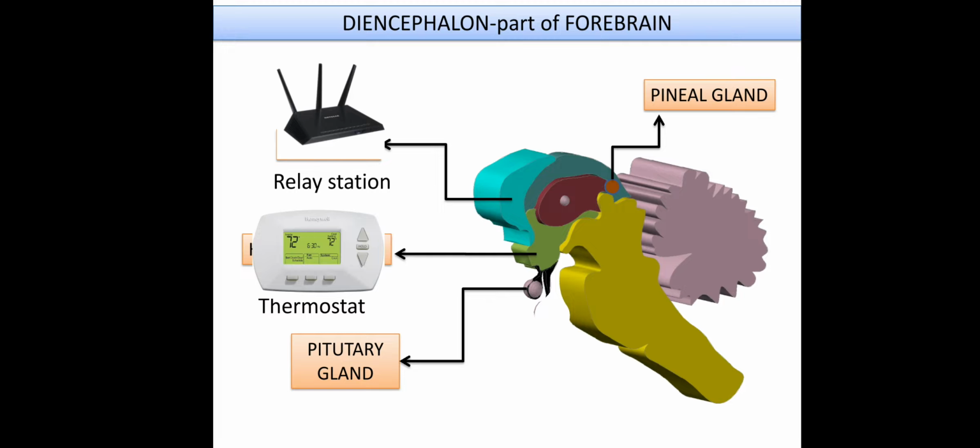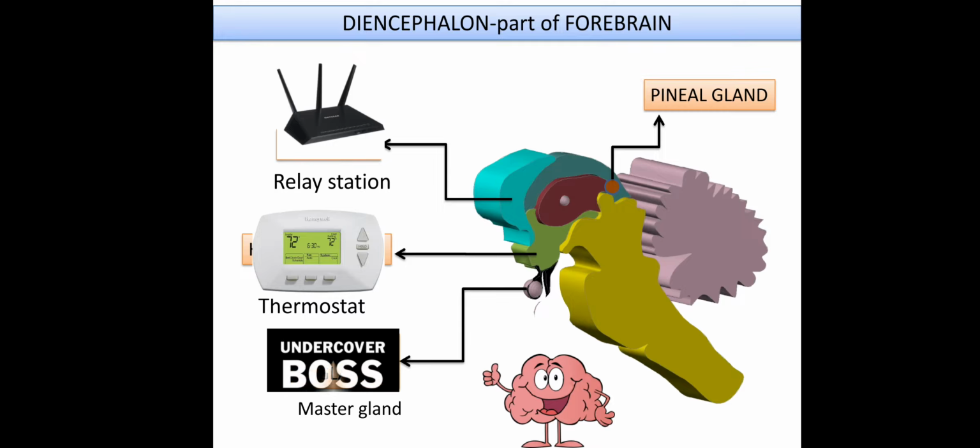Now, the hypothalamus manipulates hormone release primarily by controlling the pituitary gland. The pituitary gland is a hormone secreting gland that sits just below the hypothalamus. It is sometimes called the master gland, because it controls the other glands throughout the body. It also releases growth hormone and oxytocin. So you may call it an undercover boss.